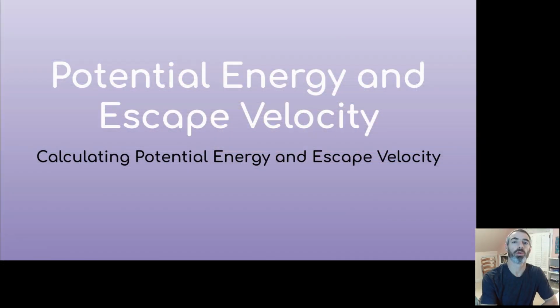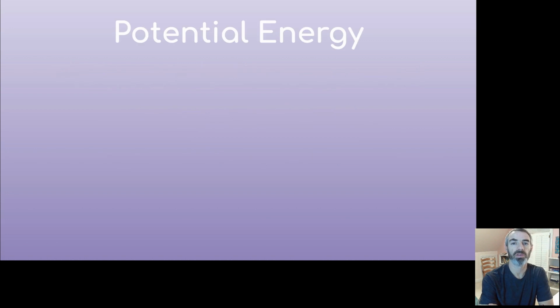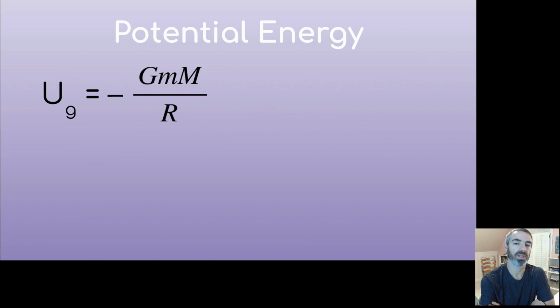So in this video, we're going to approach the outer space centripetal force from potential energy and derive an expression for escape velocity. So first, let's start with potential energy. The equation for potential energy is negative G, the two masses, divided by r.